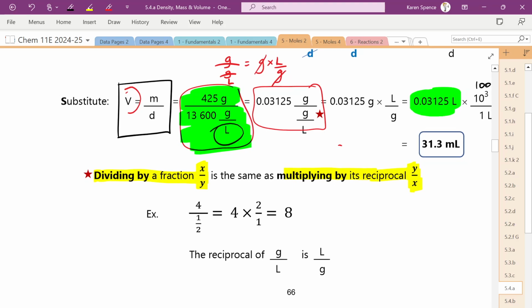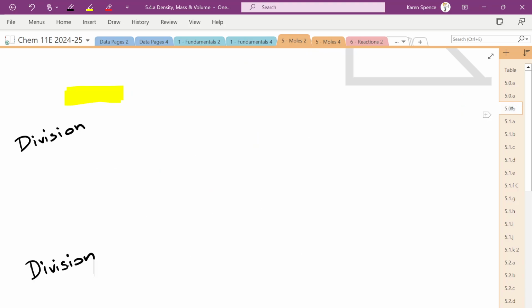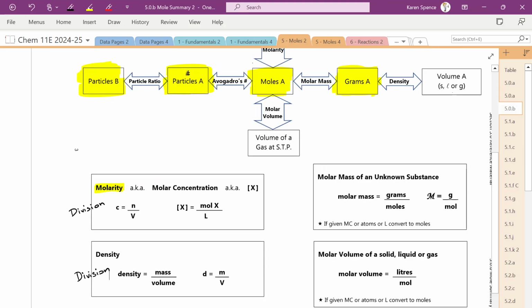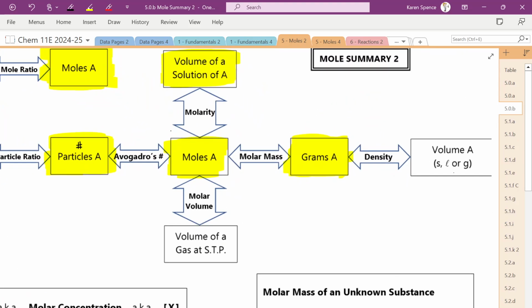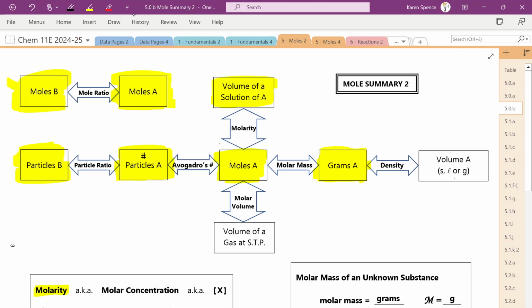But like I said, my favorite way of doing those conversions is to use density as a conversion factor. And if we go back to our table here, our chart, look what we have. We have density as a conversion factor, and it allows us to convert between volume of A into grams of A.